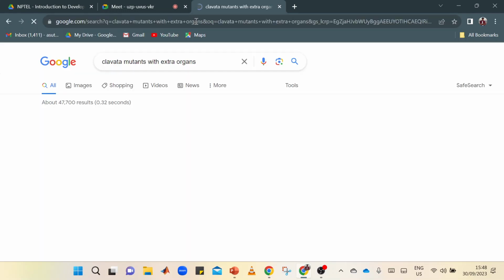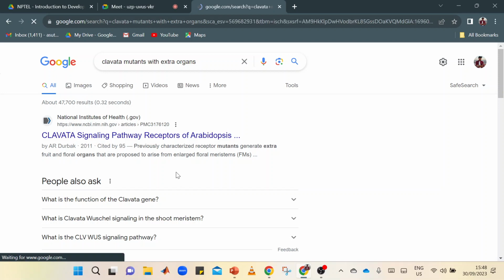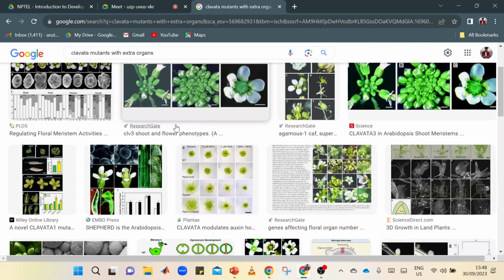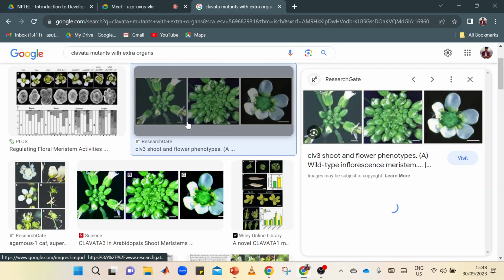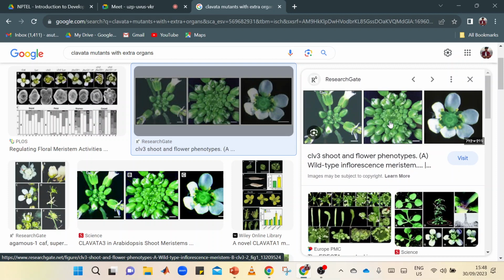I'll just pitch in this and I can show you something. You can see here, the white flower has got 6 parts. Instead of a fixed number of flowers from one inflorescence, in a clavata 3 mutant at the shoot apical meristem we have an increased number of flowers with the same characteristic of 6 petals, but now the flower buds that arise have increased.